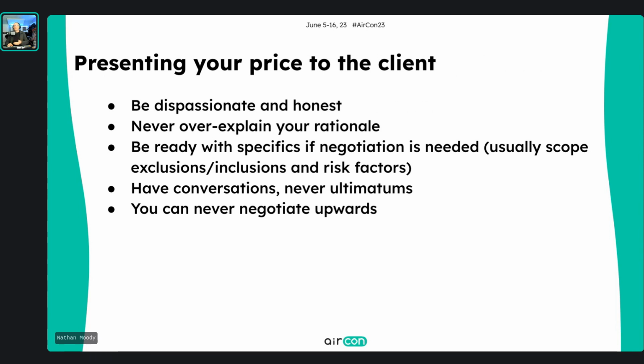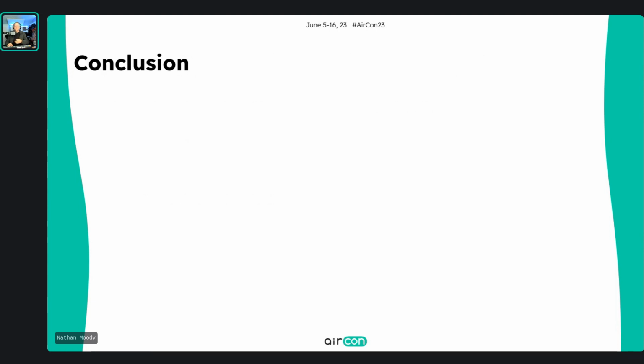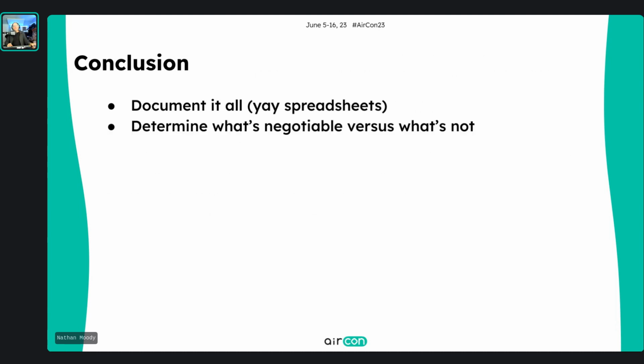And finally, remember, you can never, ever negotiate upwards from where you start. It's impossible. So to wrap up, document everything. Yay, spreadsheets. This is how I document risk and alignment. And I've got a big pricing matrix. They're not hard to put together. It's just a bunch of formulas and a bunch of percentages and a whole bunch of free-form entry text fields for me to document how I'm thinking about all of these things.